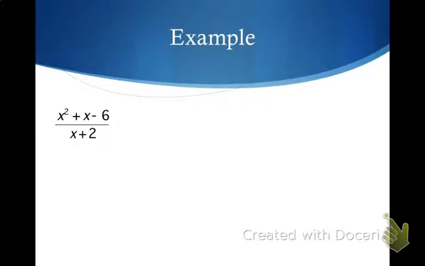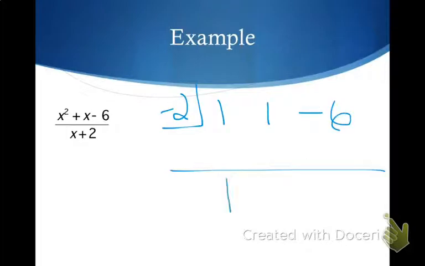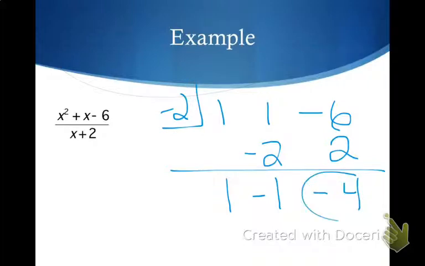So for example, I can use synthetic division here, so I will. -2 will go in the box. 1, 1, -6. 1 times -2 is -2. Add those together, get -1, which gives us +2, which leaves -4, and this part's the remainder.